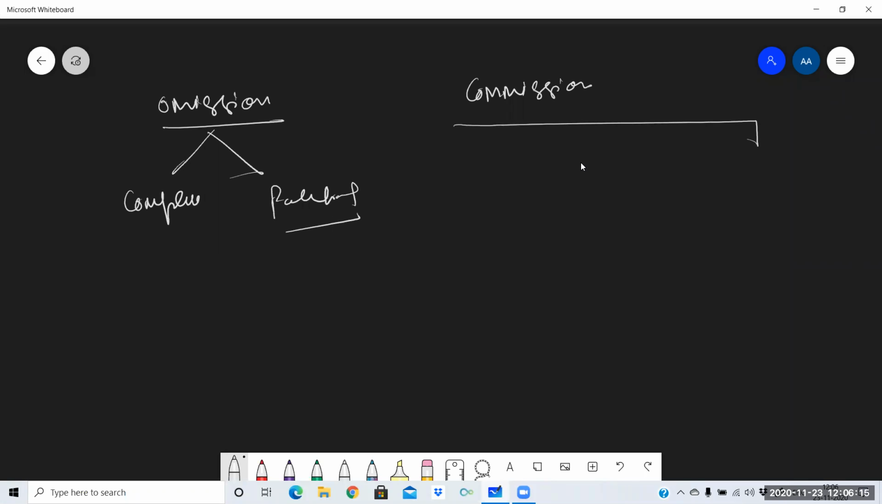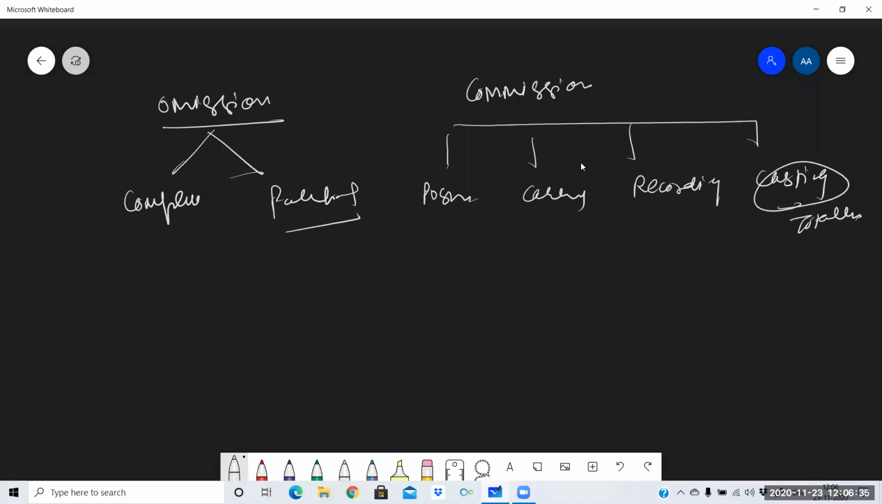Four examples I told you: wrong posting, wrong carry forwarding, then wrong recording, recorded in the wrong account, then wrong totaling, carry forwarding, and wrong casting. Casting means totaling. One marker question. Define casting. Casting means totaling of an account.